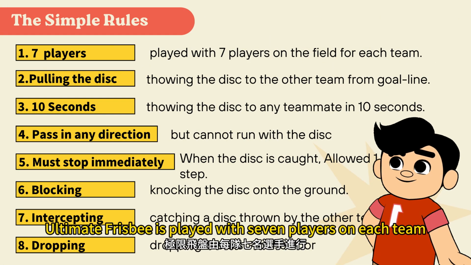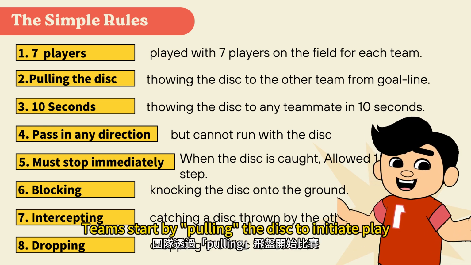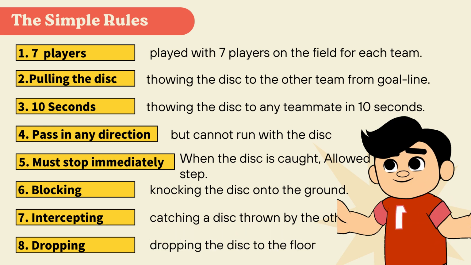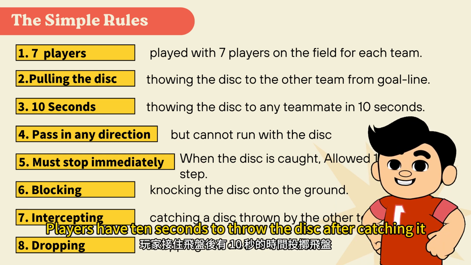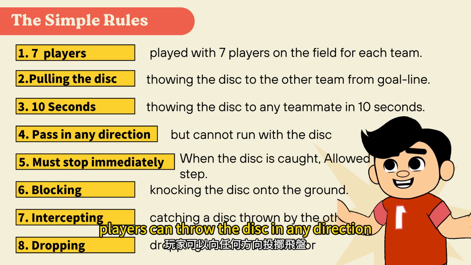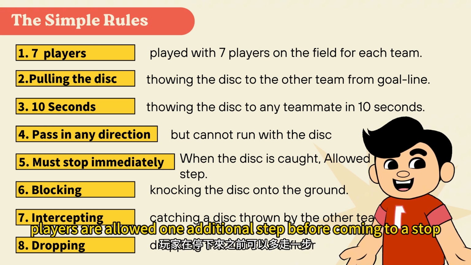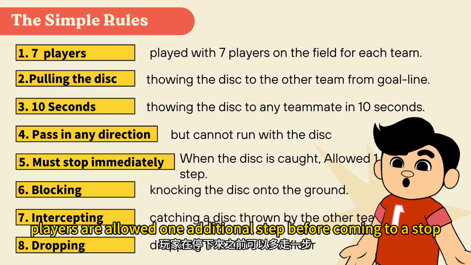Simple rules. Ultimate Frisbee is played with 7 players on each team. Teams start by pulling the disc to initiate play. Players have 10 seconds to throw the disc after catching it. While passing, players can throw the disc in any direction but cannot run with it. Upon catching the disc, players are allowed one additional step before coming to a stop.